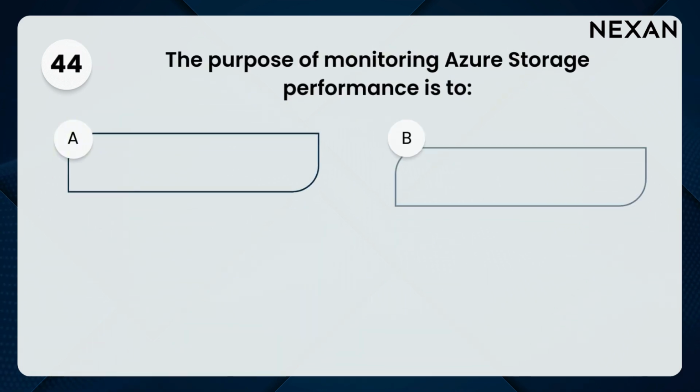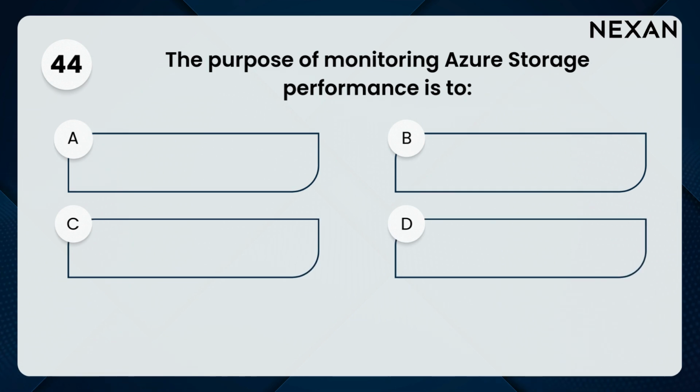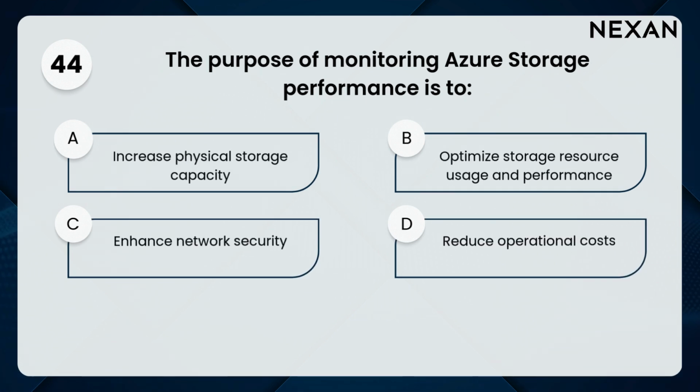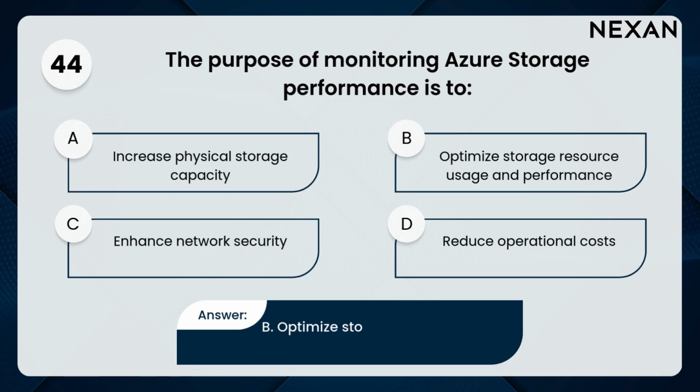44. The purpose of monitoring Azure storage performance is to A. Increase physical storage capacity, B. Optimize storage resource usage and performance, C. Enhance network security, D. Reduce operational costs. Answer: B. Optimize storage resource usage and performance.